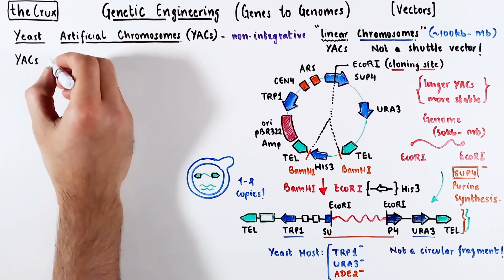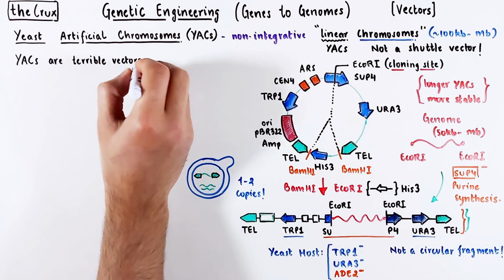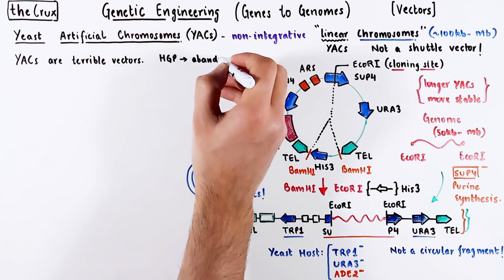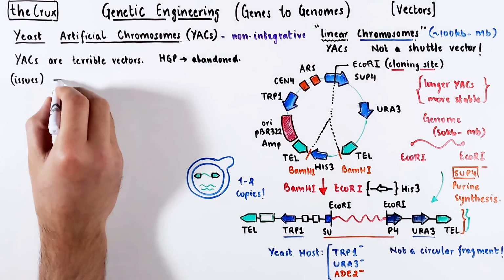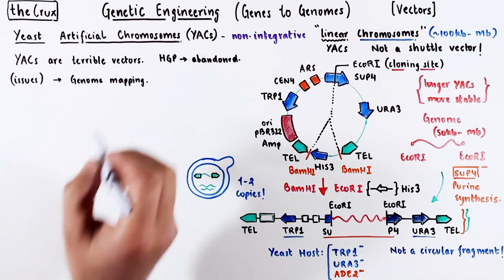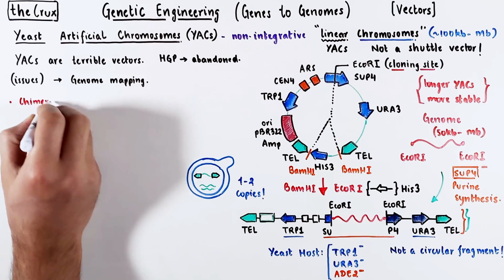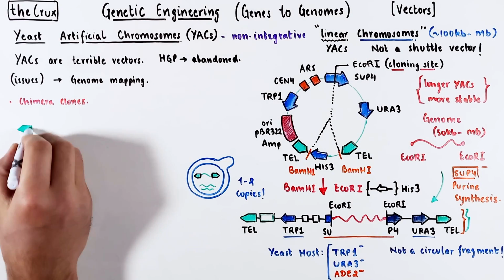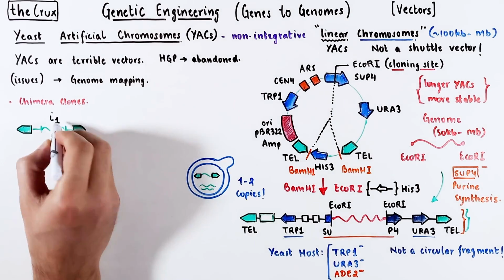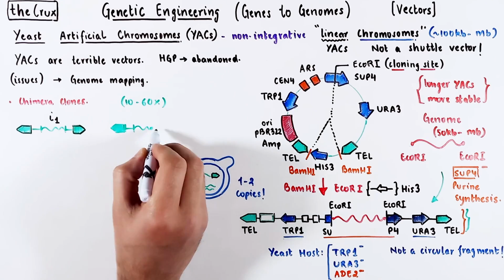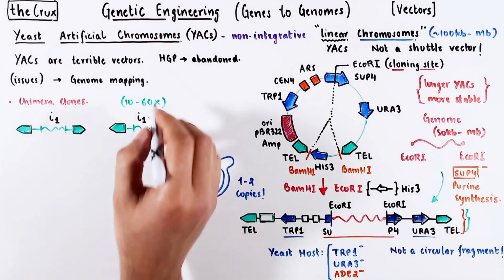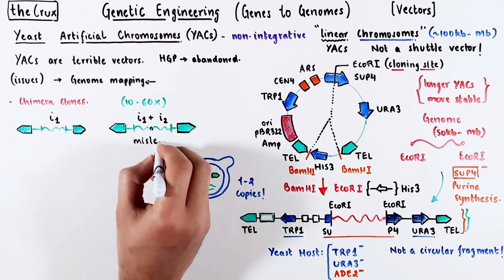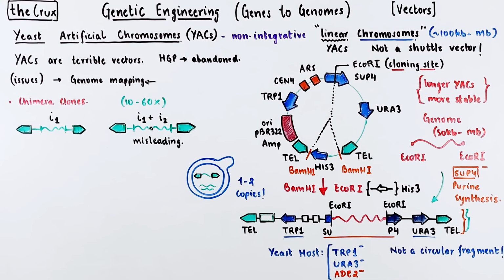Unfortunately, YACs are terrible vectors. Even the Human Genome Project eventually stopped using them for making human genome libraries. These issues I will talk about are largely associated with genome mapping. The first issue is chimeric clones. The expectation is that you have a single insert in the vector, but in practice, about 10 to 60% of the clones have 2 inserts. If you're doing genome mapping, having 2 inserts in a single clone will give you misleading information.